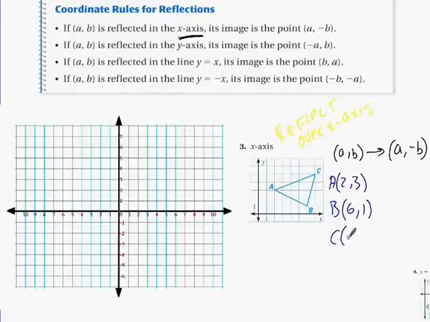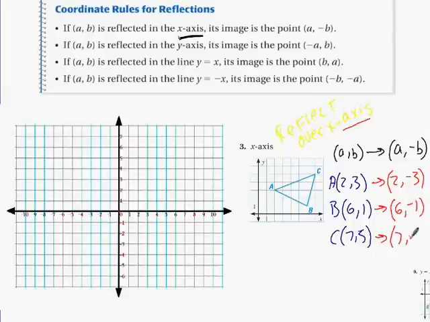So algebraically, my points are going to be plotted like so. If I'm just going to change the y-values to negative, then my reflection over the x-axis will end up being 2 comma negative 3. And we will get 6 comma negative 1. And we will get 7 comma negative 5. Okay, let's see if that all worked. So let's plot my points. A is 2 comma 3. And B is 6 comma 1. And C is 7 comma 5.